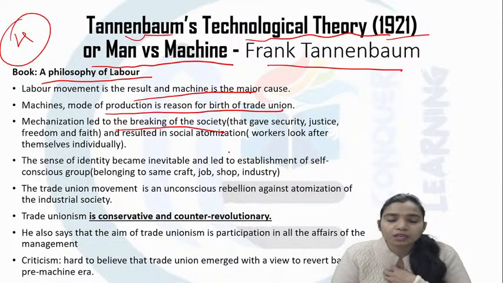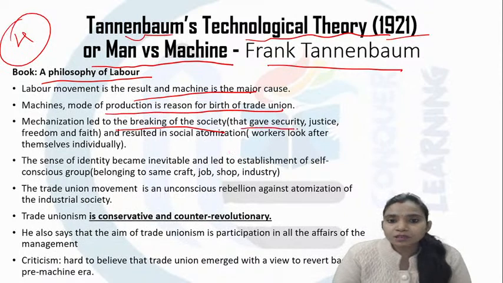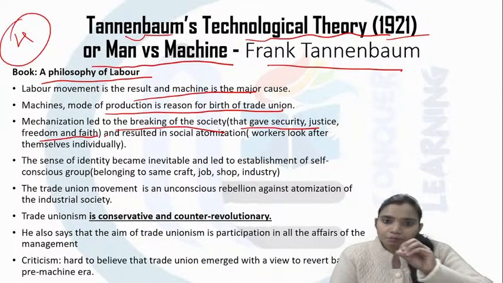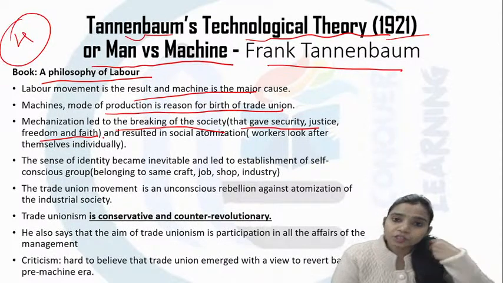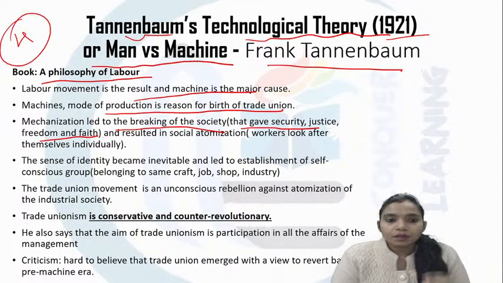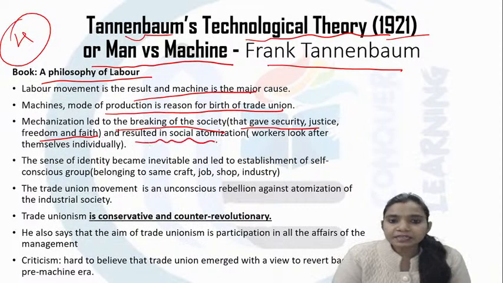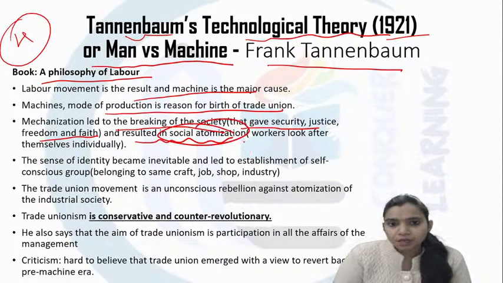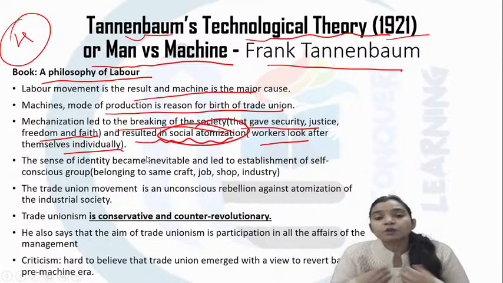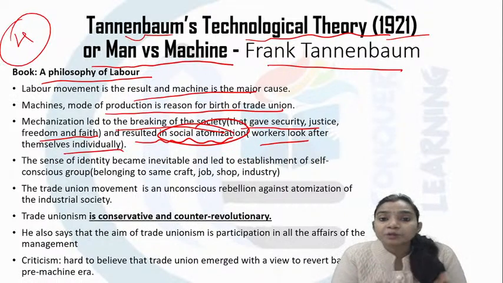They become conscious that they may lose what gave them security, justice, freedom and faith. Machines are breaking the society which is giving them security, job, faith, freedom. This resulted in social automation. Workers look after themselves as individuals. They started thinking about themselves: Mera kya hoga? What would happen to me if the jobs are not there, if machines exist?